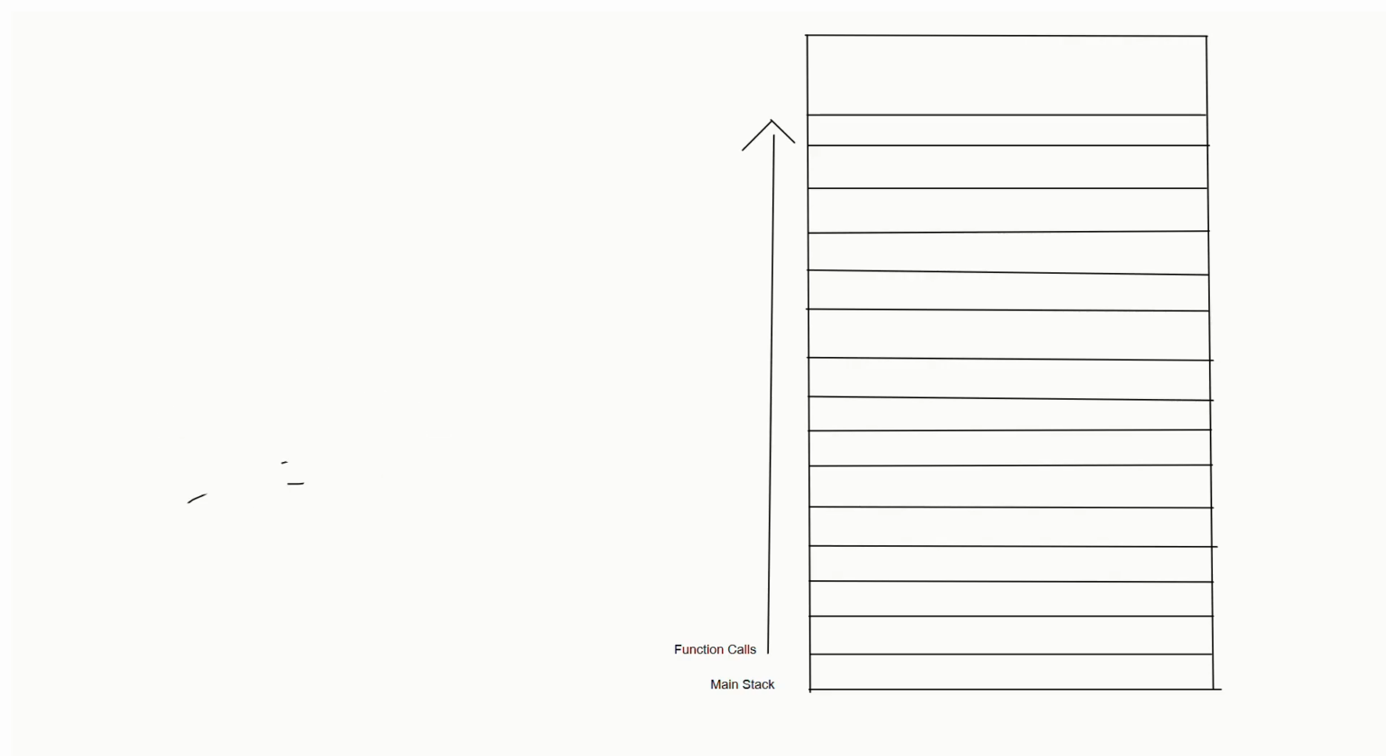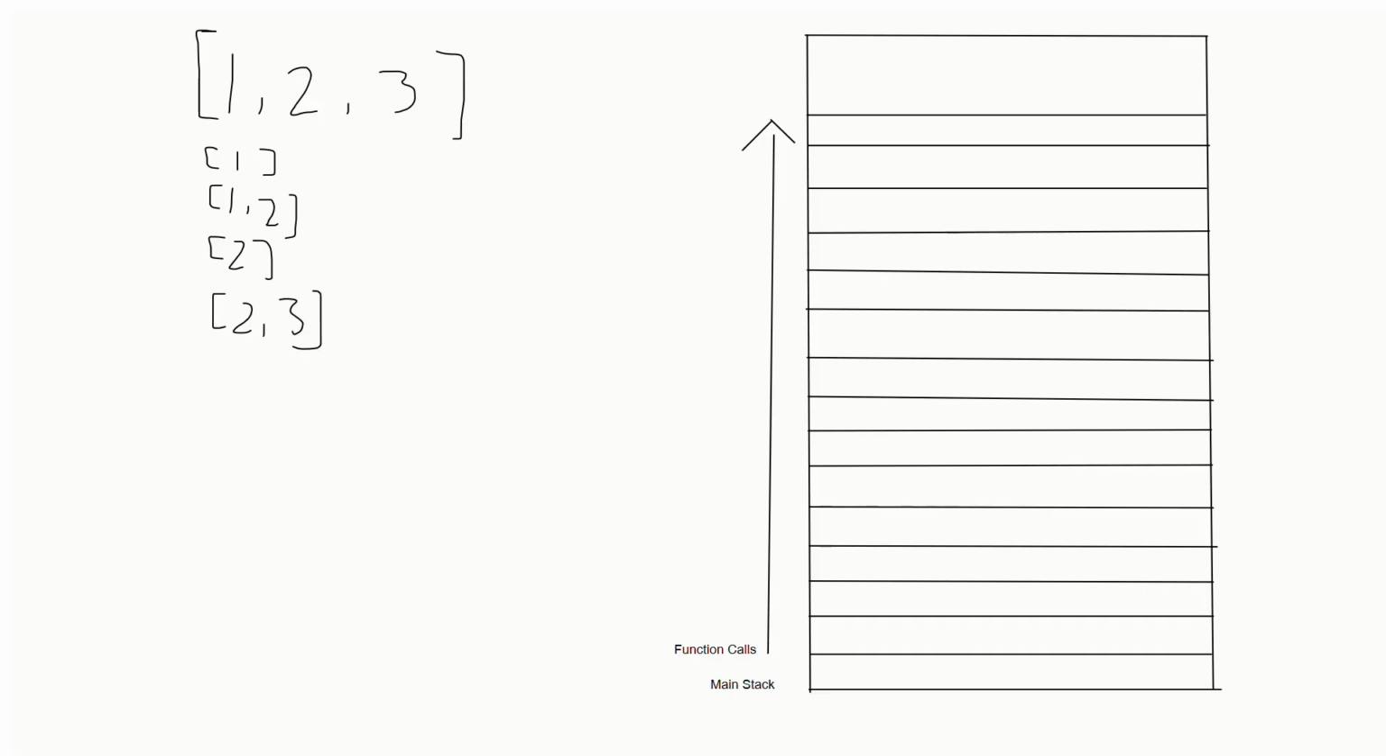All right. Okay. So basically, let's take an example of backtracking. We have a list of 1, 2, 3. We want to make all possible combinations in this list. For example, we can have 1, we can have 1, 2, we can have 2, we can have 2, 3, like all of the unique combinations. All right, that's what we are looking to make.